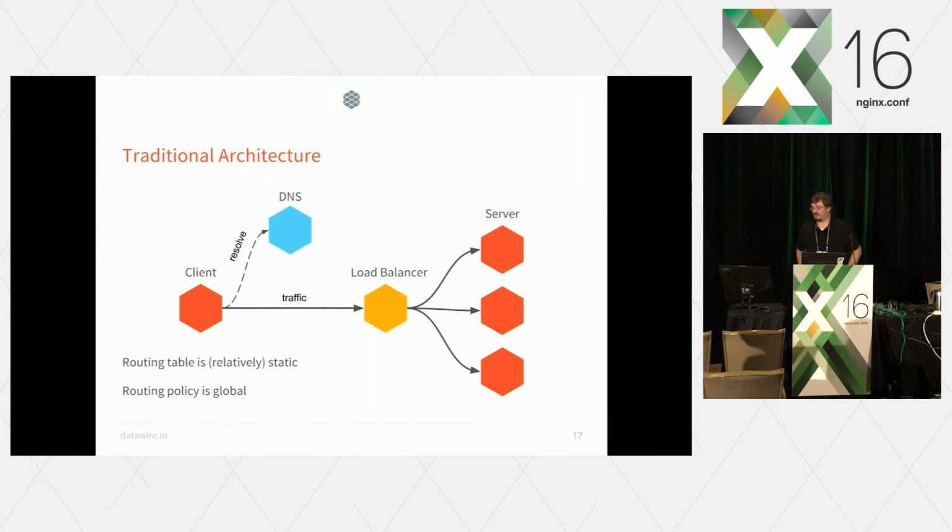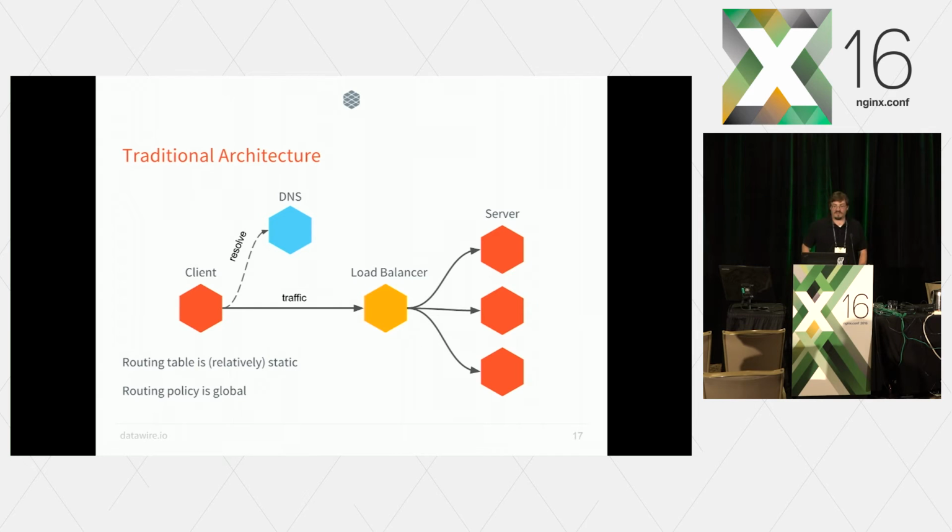This may just be another service in the back end. It's talking to DNS, and that DNS will resolve a load balancer name for it through a CNAME or an A record. And then that load balancer will route traffic that's forwarded to it over to a bunch of back-end servers. And so when I say below the routing table is relatively static, what I'm saying is that the DNS names don't usually change too often for the load balancers.